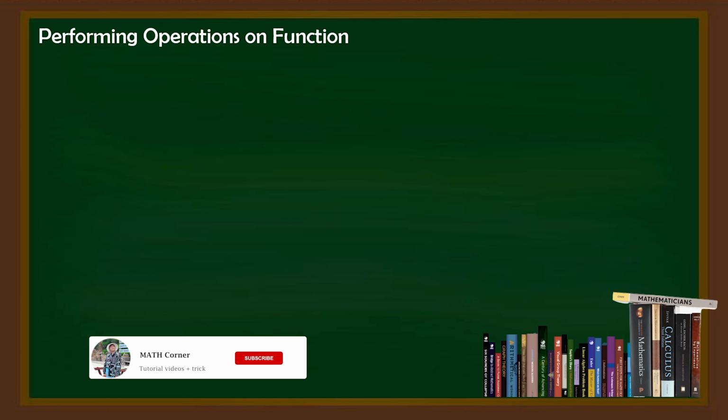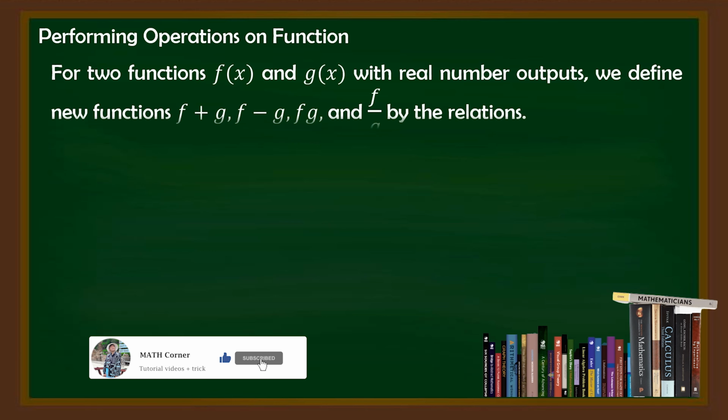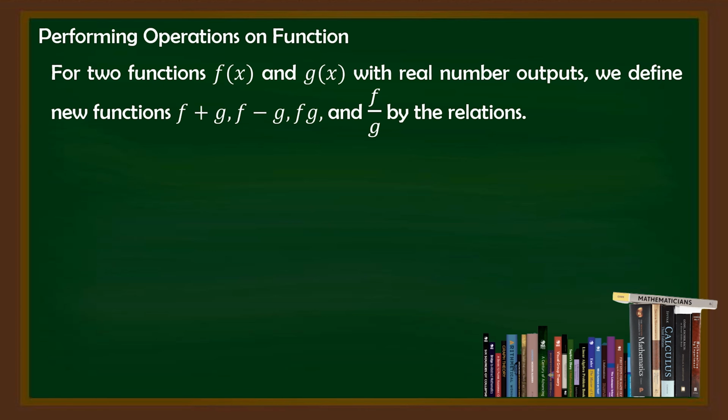Let us learn this definition first. Performing operations on function. For two functions f of x and g of x with real number outputs, we define new functions f plus g, f minus g, f times g, and f over g by the relations. Then we have this general form of functions f of x and g of x according to its operation.